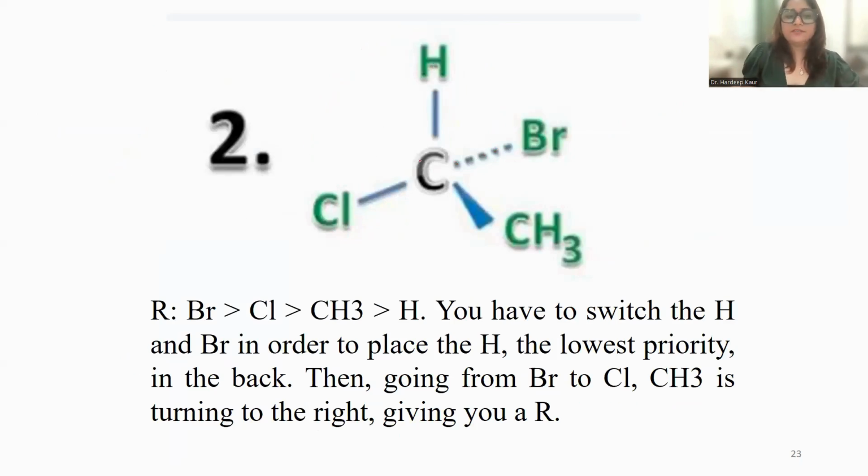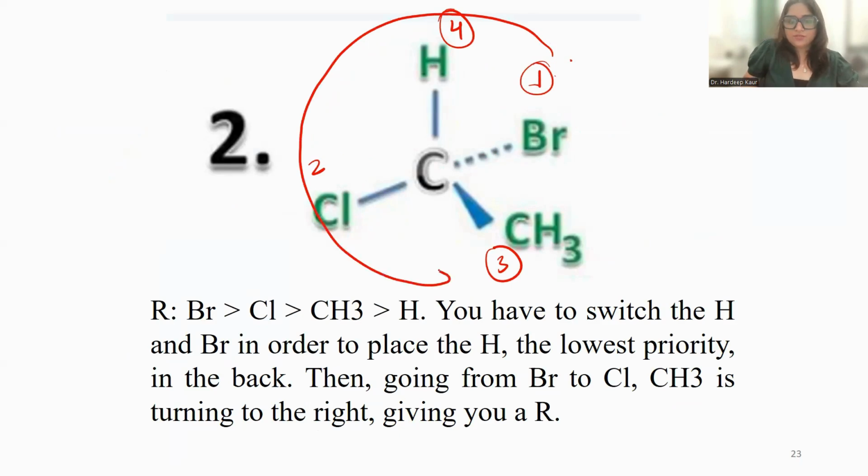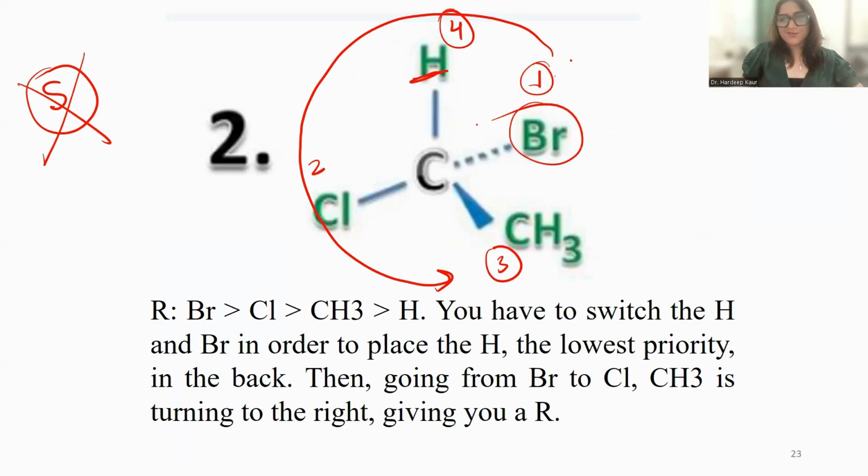But here, bromine will get the first number, chlorine will get the second number, and this one will have the third number and the fourth number. According to normal rules, 1, 2, 3, it should be S configuration. But why is it not S? Because hydrogen is not on the dotted line. So it should be exchanged and your answer should be R. It's very easy. If you take these tricks and apply them, you will never fail to assign the R and S configuration to a three-dimensional compound.